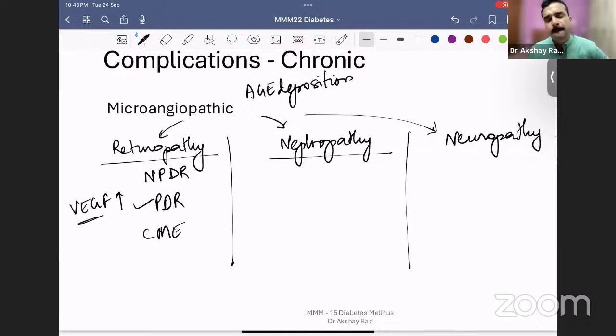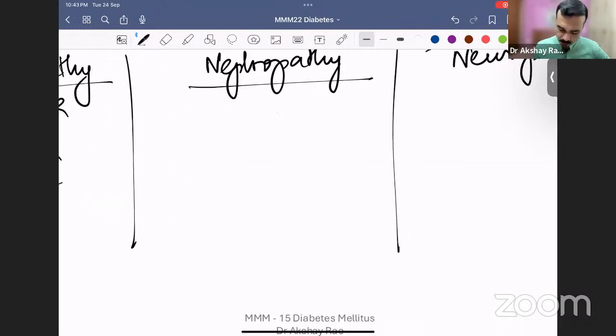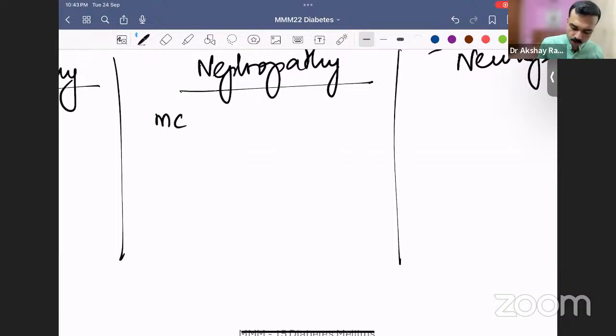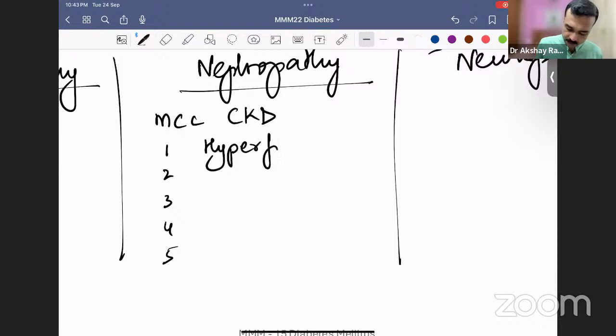Nephropathy. Again, this is a very vast topic in itself. What you can know is that the most common cause of CKD, chronic kidney disease, is diabetic nephropathy. Look out for albuminuria. There are 5 stages of diabetic nephropathy. Stage 1 is hyperfiltration. The GFR actually increases, and that is said to be the main cause of diabetic nephropathy. Hyperfiltration-mediated damage is what leads to chronic kidney disease. High glucose, osmotic effect, too much GFR, causing damage to the glomerulus.